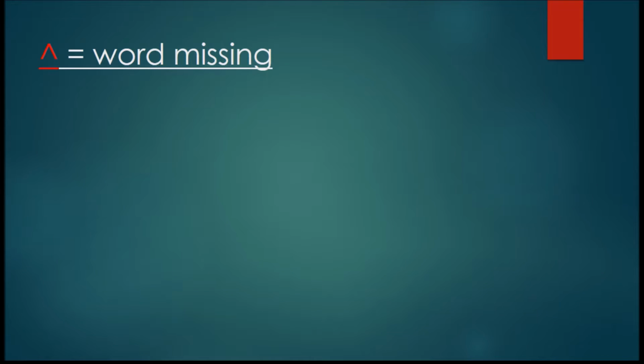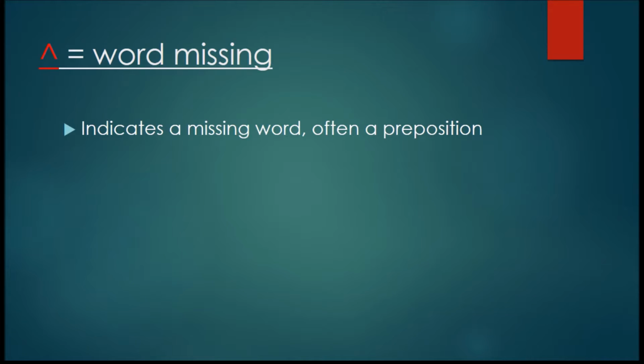Okay, so this code indicates that a word is missing, but it doesn't necessarily indicate what type of word or what form of word needs to be put in. So you'll find that in a lot of instances the missing word is a preposition, and that can be fairly easily put in.